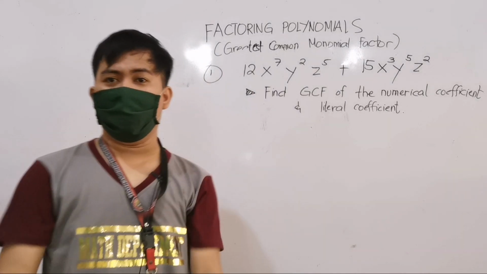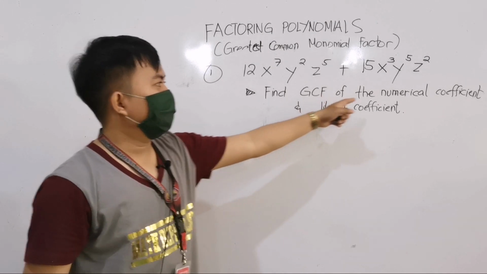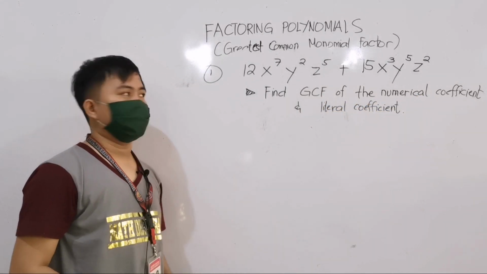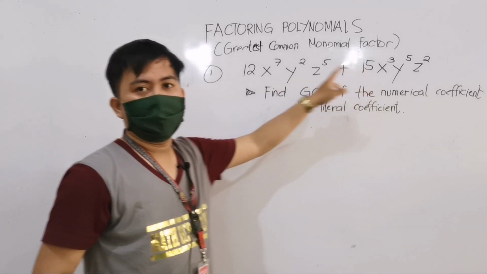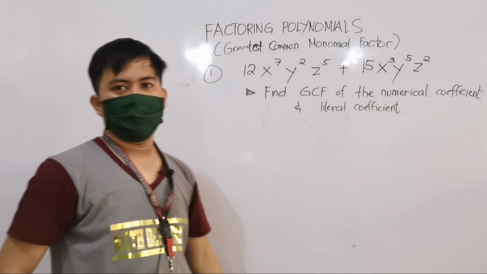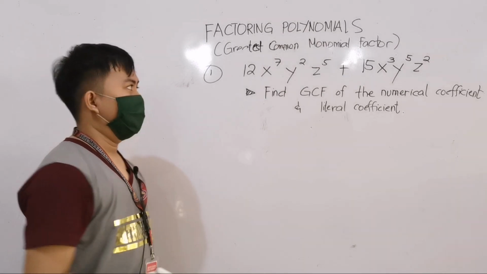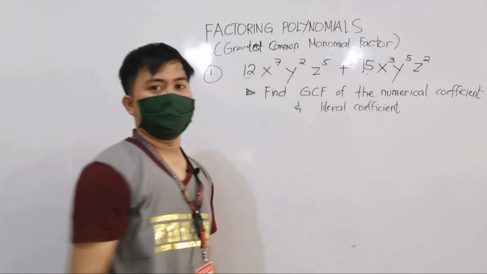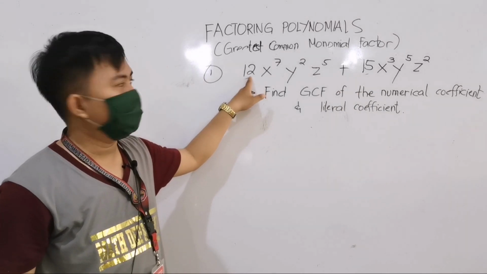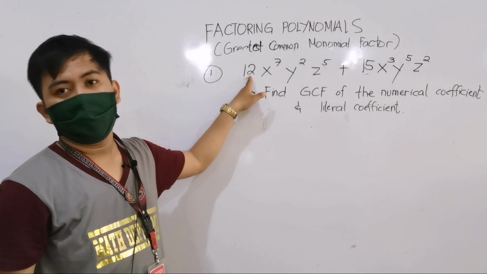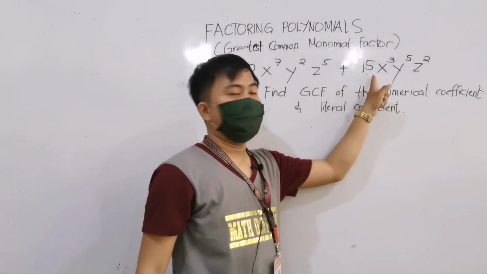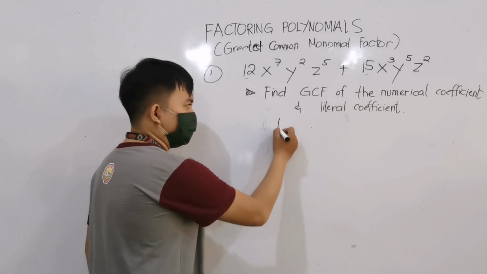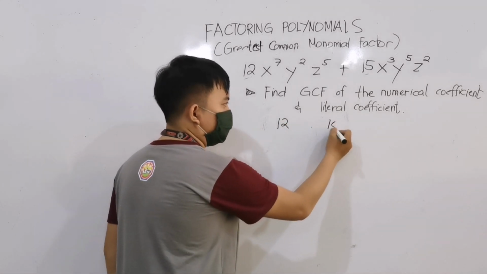Una kong ni-recall po sa inyo. Of the numerical coefficient. Ano po yung numerical coefficient? We have two terms here. Ang numerical coefficient po ay yung number na nasa unahan ng bawat term. On this case, first term, it has 12 as the numerical and 15 on the second polynomial. So what is the GCF of 12 and 15?